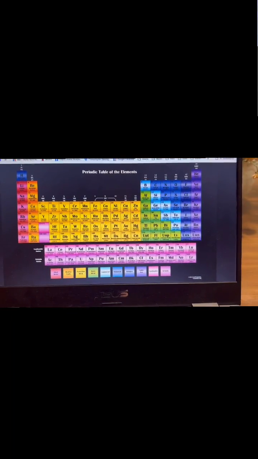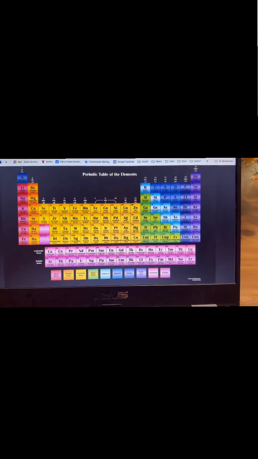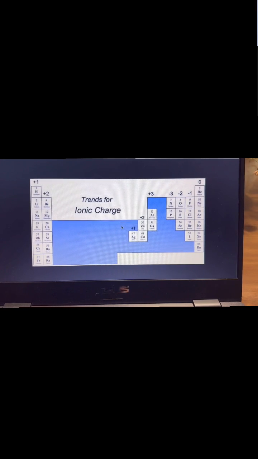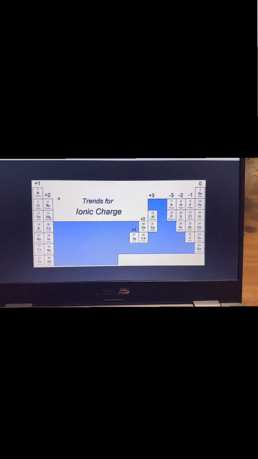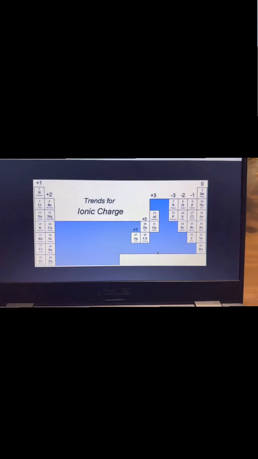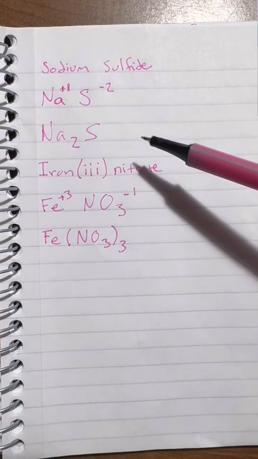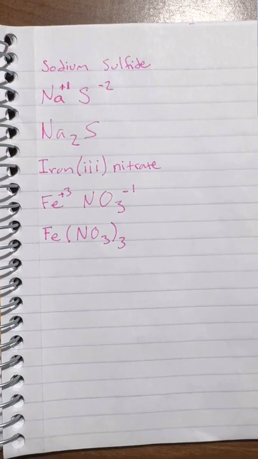So the tools we're going to be using in this task are the periodic table, our table of polyatomic ions, and we're also going to be using an ionic charge table that shows us the charge of various elements. So the first thing we have to do is figure out the chemical formulas for both of our reactants.